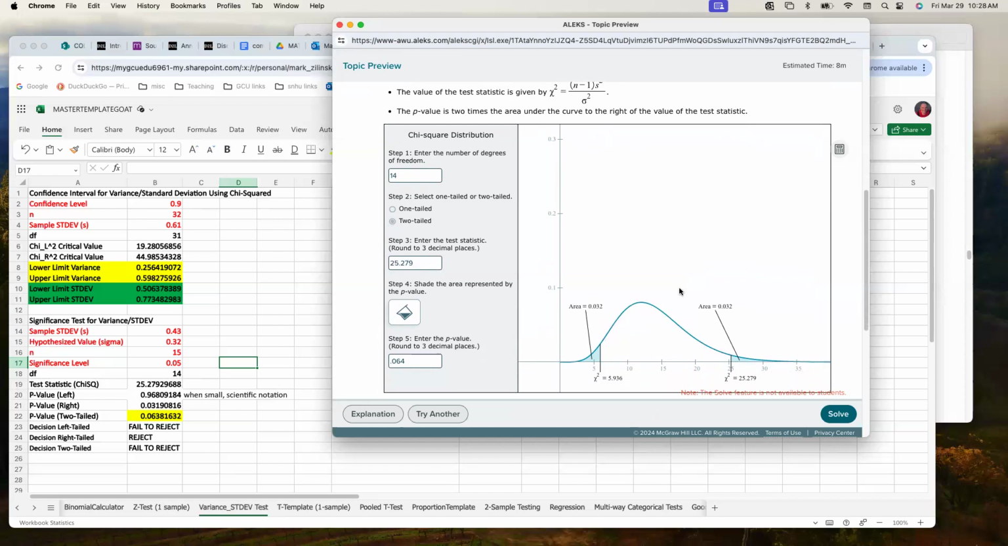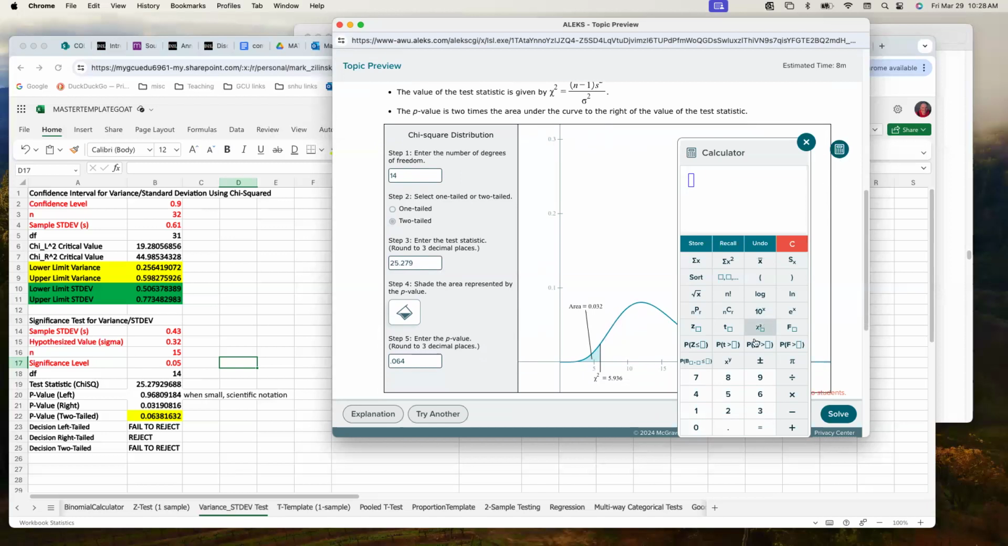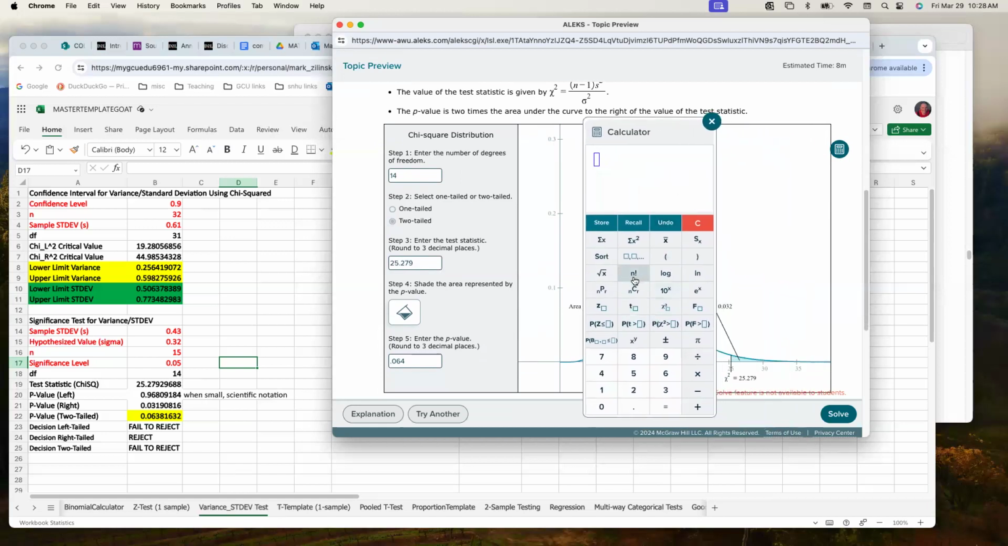Just to reinforce the fact that there are other options over here for finding these areas. For instance, I can find the chi-square greater than. Slide this over, so I can just type it in: greater than 25.279, and with 14 degrees of freedom. If I hit enter, this number right here should match this one, which it does. It's just that this one has more decimal places, so it rounds.